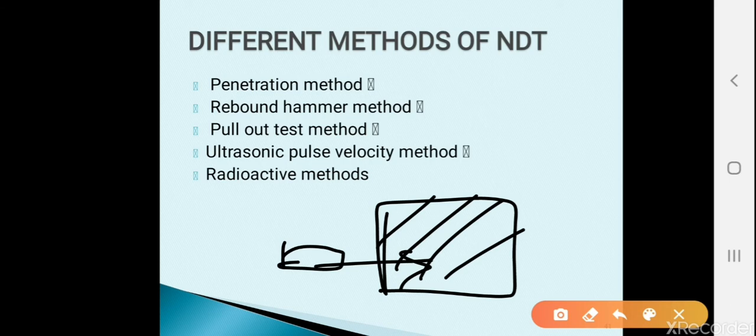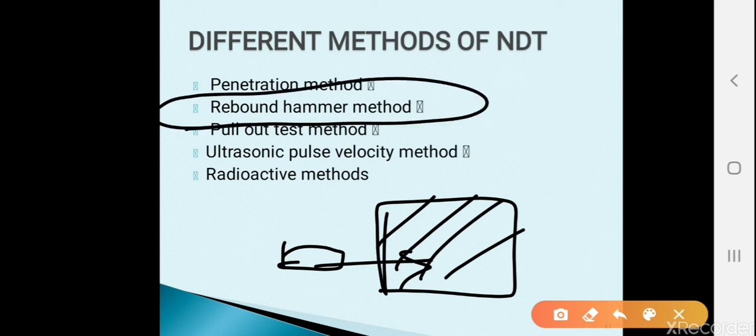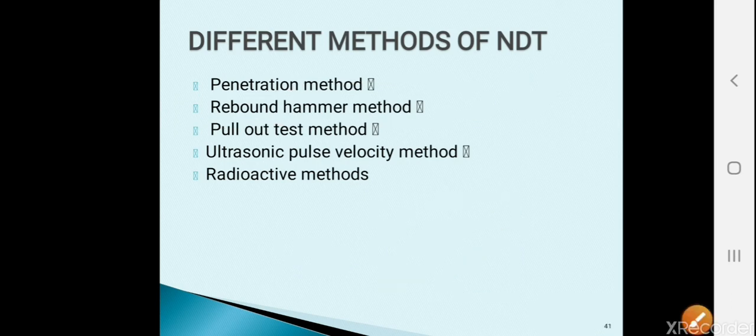The rammer which makes the impression on the wall and it comes back, that is called a rebound. Usually this rebound hammer indication is given by numbers, that is the rebound number. Based on the number we need to find out the compressive strength of the concrete with the help of an empirical formula. Only in this method we are using the empirical formula. Next one, pull out test.